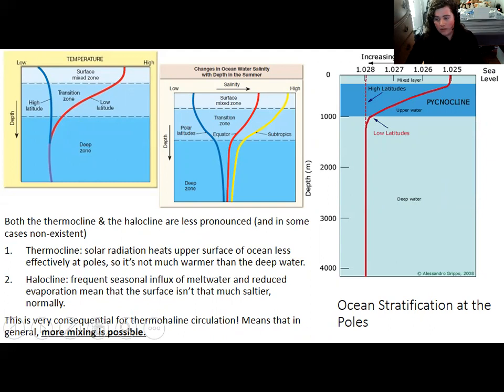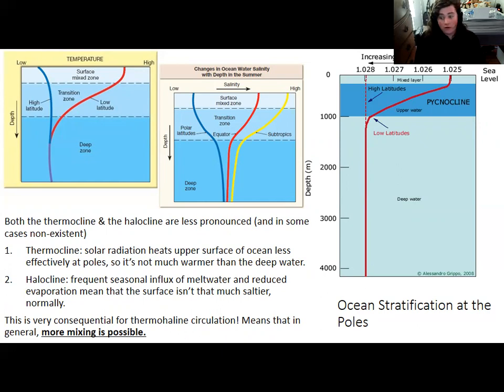In general, the surface water is going to be less salty. And so you have a less pronounced halocline at the poles. And this is even during the summer. Solar radiation doesn't effectively either heat the water or cause evaporation during the summer. So this produces a less pronounced density boundary between the surface and deep water at the poles, allowing, fundamentally, more mixing to occur.